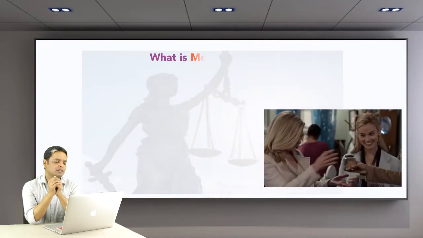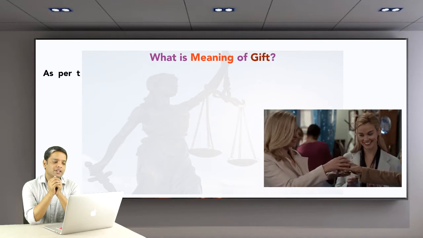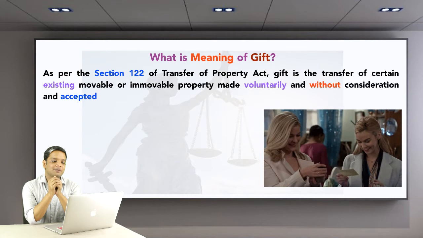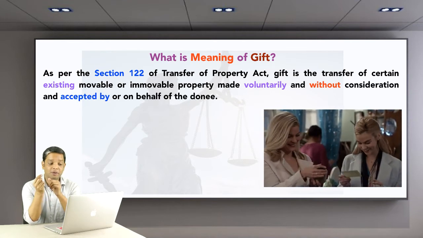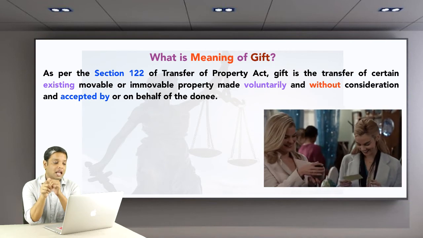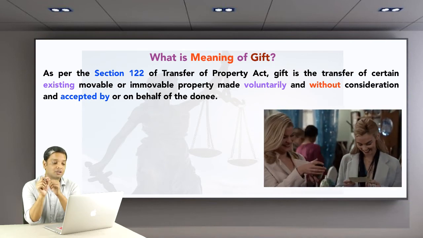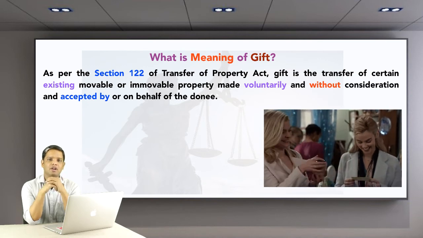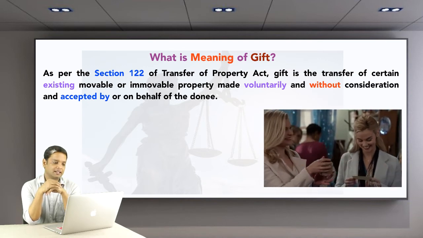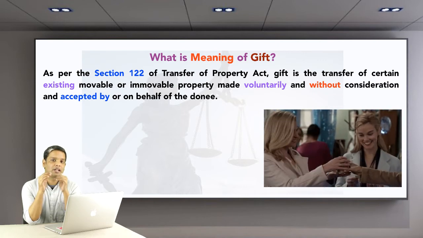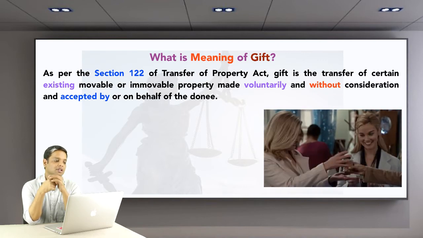As per Section 122 of the Transfer of Property Act, gift is the transfer of certain existing movable or immovable property made voluntarily and without consideration and accepted by or on behalf of the donee. So what this definition is saying, there are so many terminologies used in this definition. So let's break it and then try to understand.